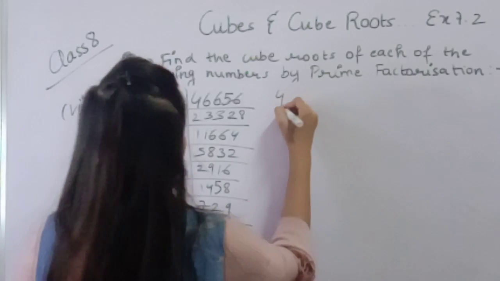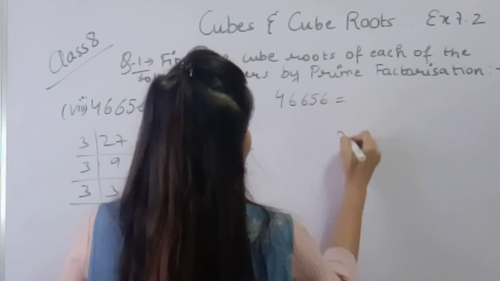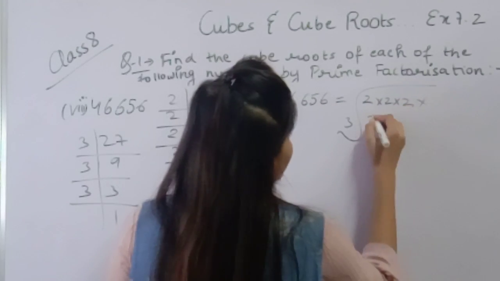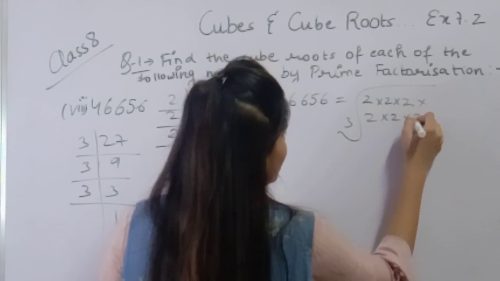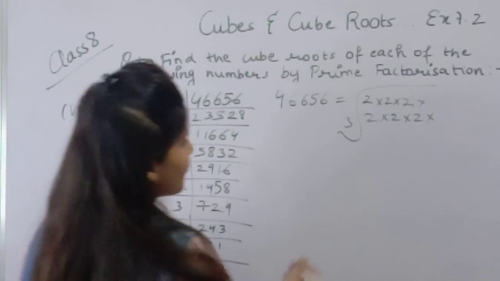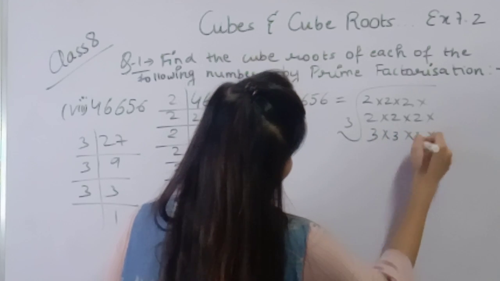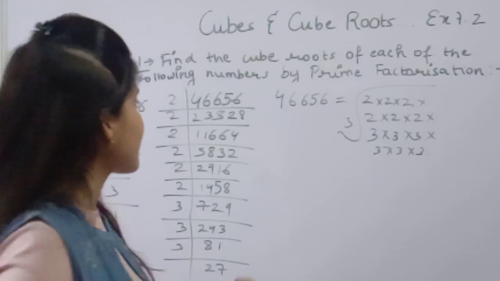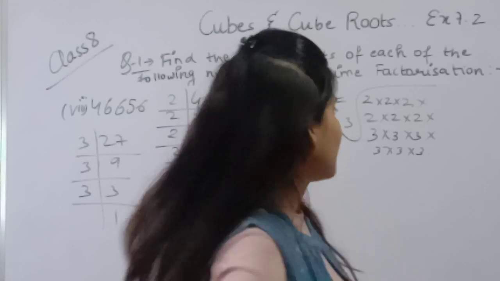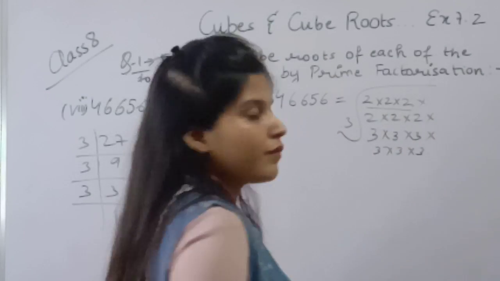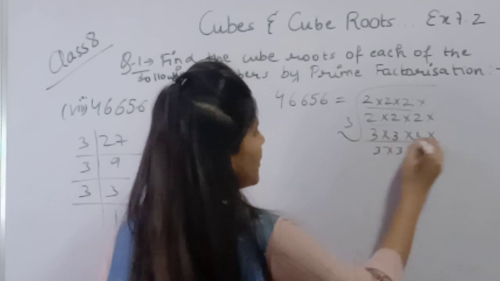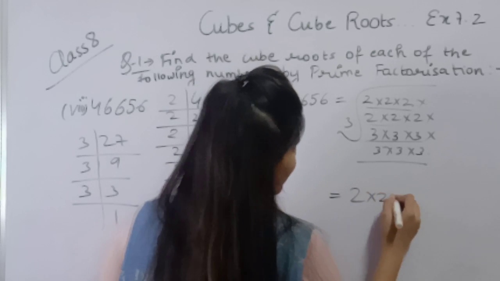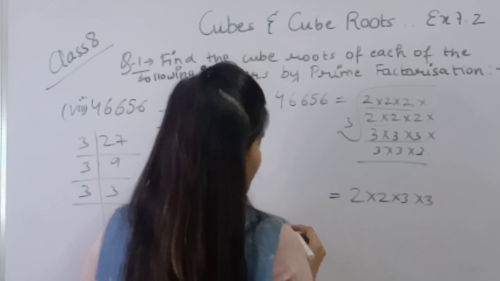So the factors of 46656 are 2 into 2 into 2 into 2 into 2 into 2, 6 times 2, and 6 times we have 3 also, 3 into 3 into 3 into 3 into 3 into 3. So these are the factors of 46,656. Now we will start making pairs. First group of 2, second group of 2, third group of 3, fourth group of 3. So we will take one number from each group. 2 into 2 into 3 into 3.